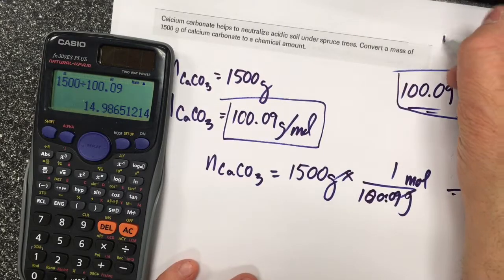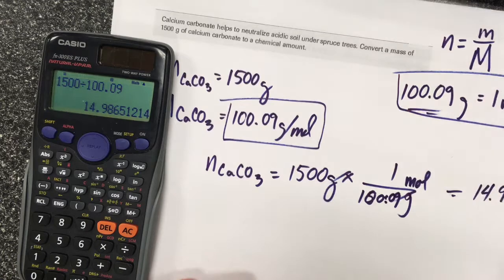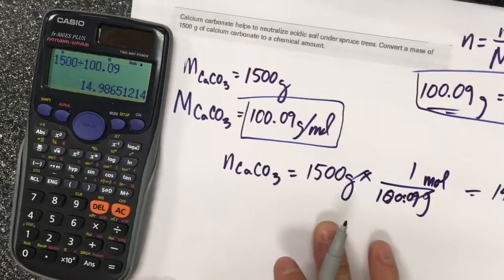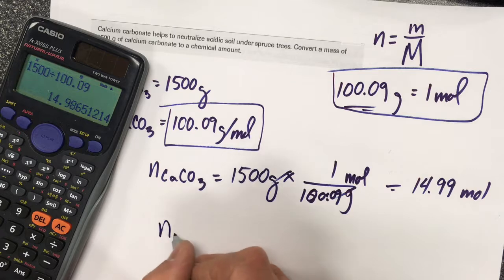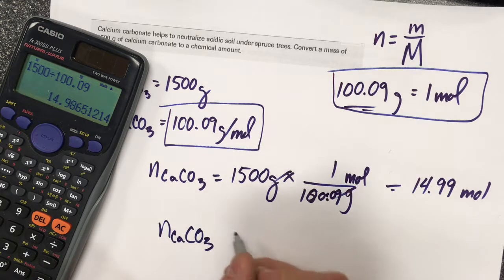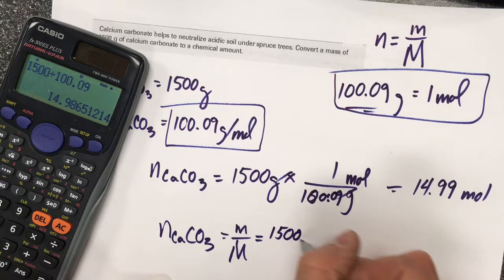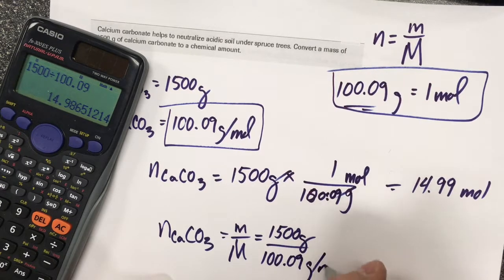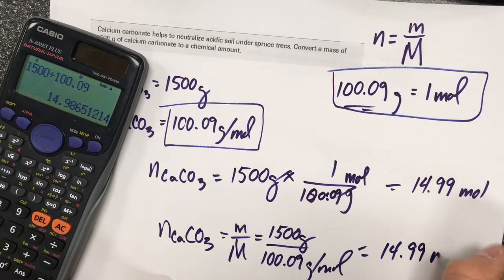There's also a formula where n, the chemical amount, equals the mass over the molar mass. And so this formula will also yield the same answer, and it's essentially the same kind of math that we're looking at here, where the number of moles of calcium carbonate equals the mass of calcium carbonate divided by its molar mass. So it's going to be 1,500 grams, because that's the sample of calcium carbonate, divided by the molar mass of calcium carbonate, and it's going to give you the same number. So it'll give you 14.99 mole.